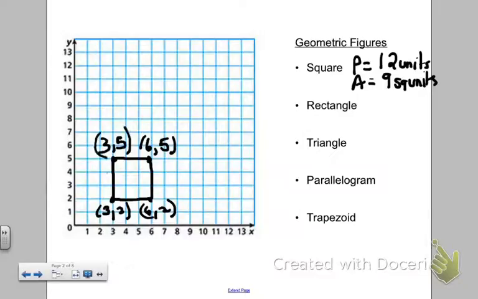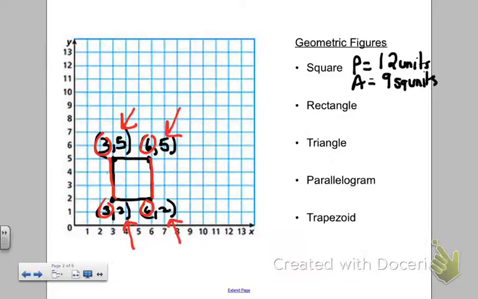I want you to take notice of some of the patterns that you see in our coordinates. Do you notice that the x coordinates are the same here and here? Both of them start at 3. That's because you're going over 3 before you go up to 5. So the same thing happens here. If you look at the vertical lengths, you can see that the x's are the same. The ones that are different are the y's.